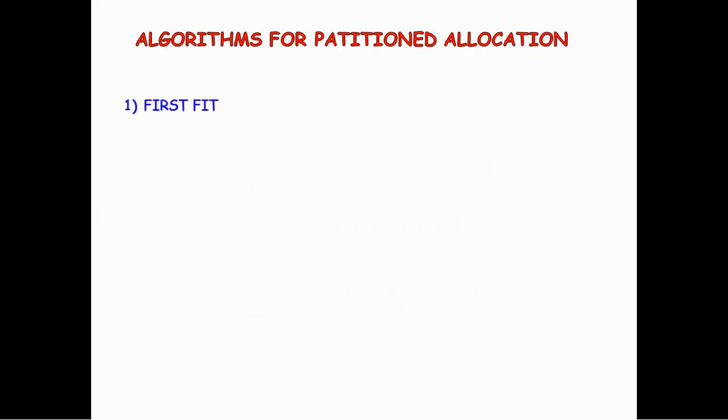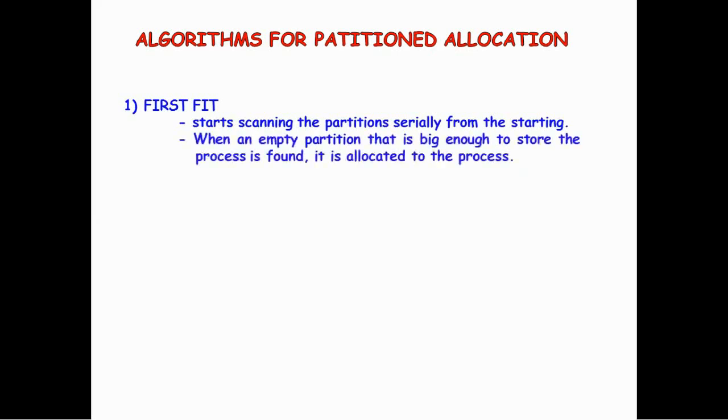First fit starts scanning empty partitions serially from the starting. When an empty partition that is big enough to store the process is found, then that partition is allocated to the process. Here the rule used is partition size must be greater than or equal to the process size.